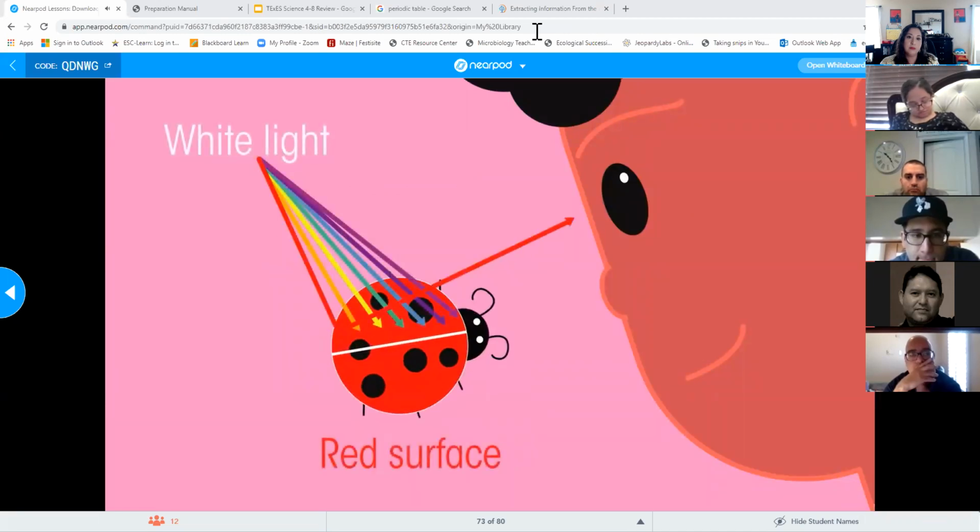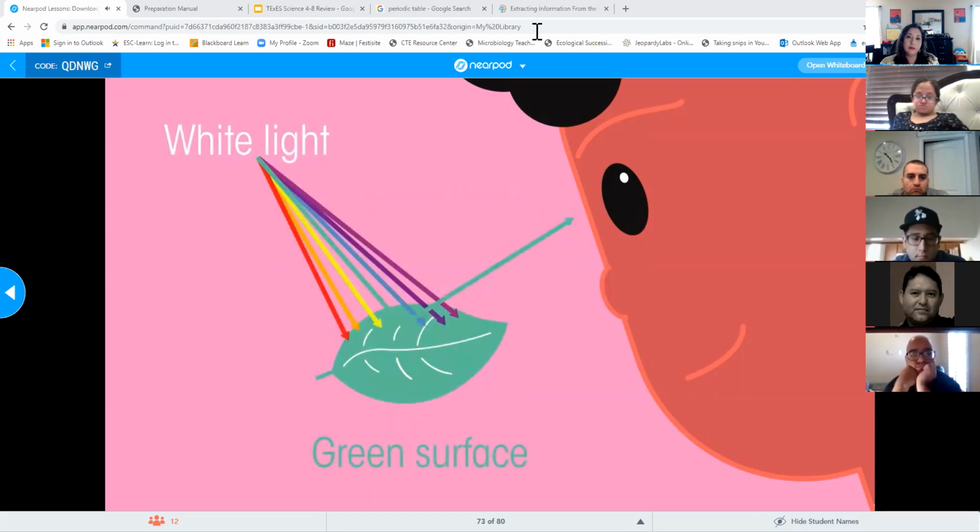A red object absorbs all the wavelengths except the red, which is reflected. And a green object absorbs all the wavelengths except the green, which is reflected.